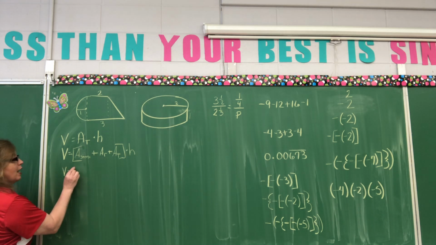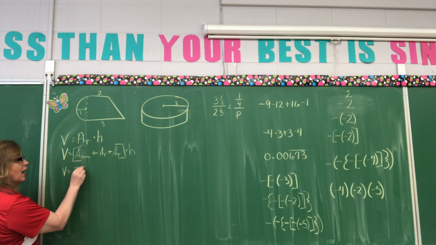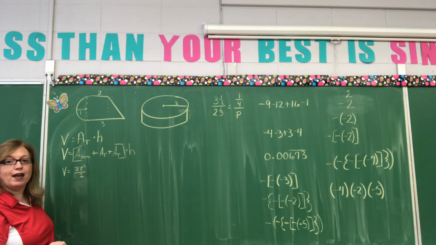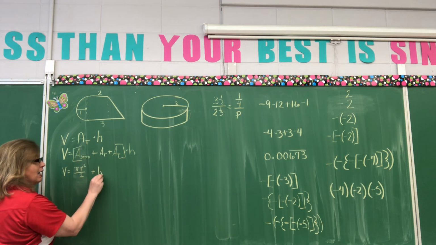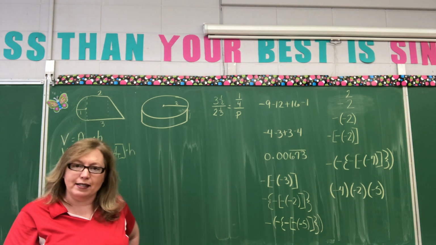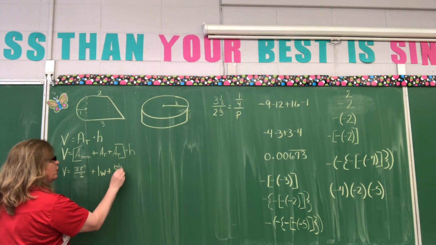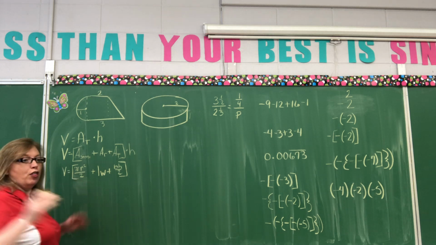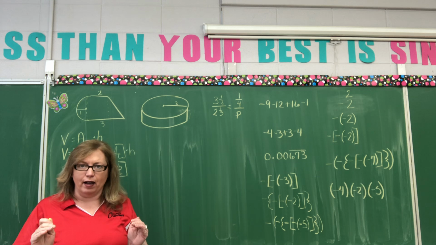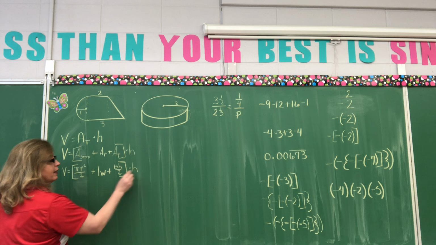So our first step is going to be to break each of these down. Write the formulas. Pi times radius squared divided by 2. How do I find the area of a rectangle? I say length times width. Then how do I find the area of a triangle? I say base times height divided by 2. I'm going to take all of that. Those three things, when added together, give me my total area. Now, take the total area and multiply it by the height.